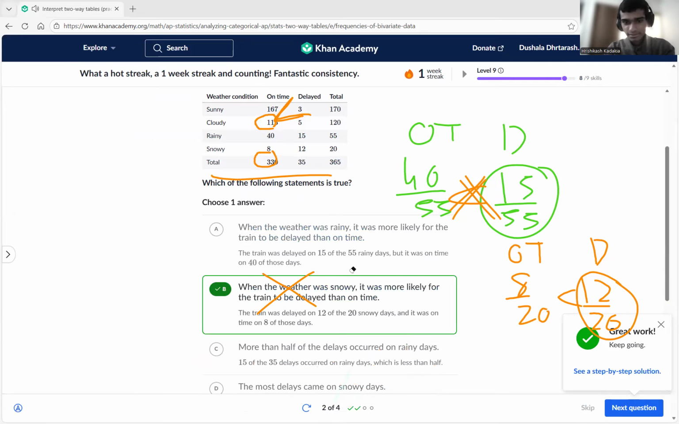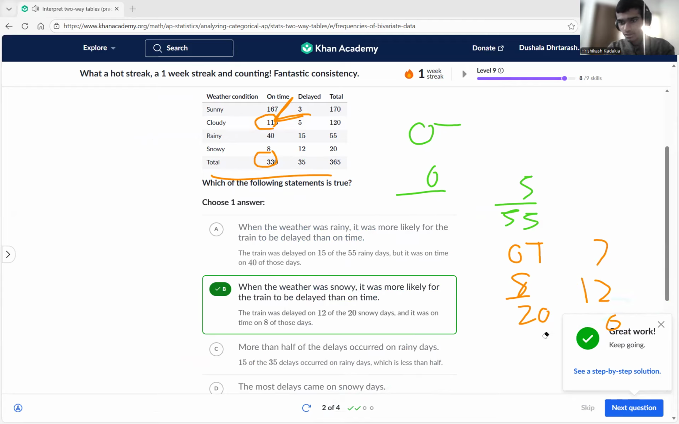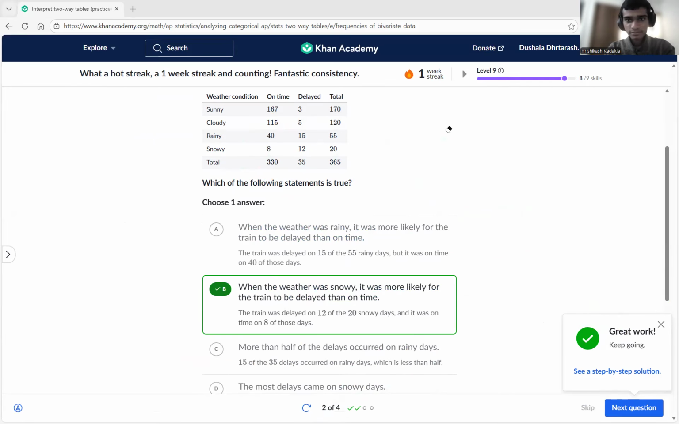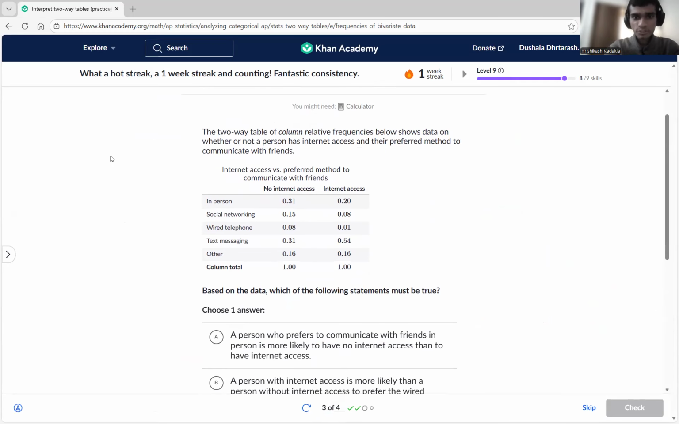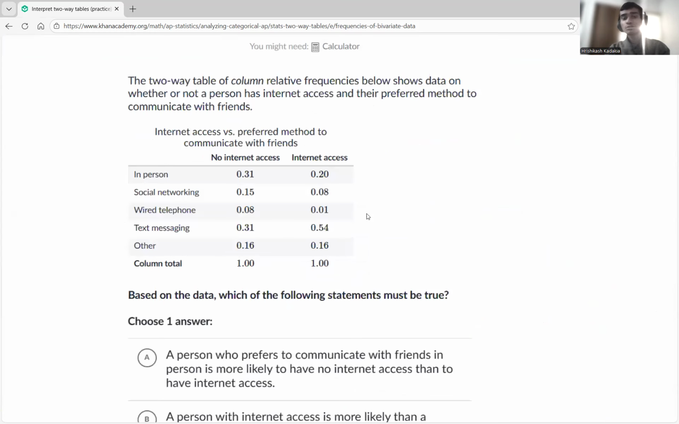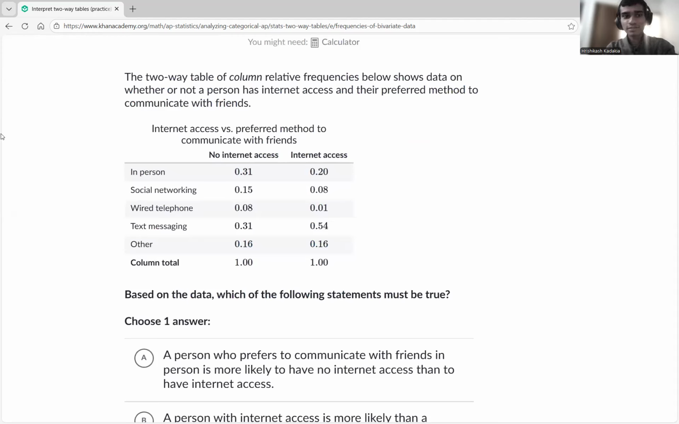There we go. Now let me erase all of this up here and go to the next one. Now we just want to interpret column relative frequency. So this one is actually column relative, not row relative.